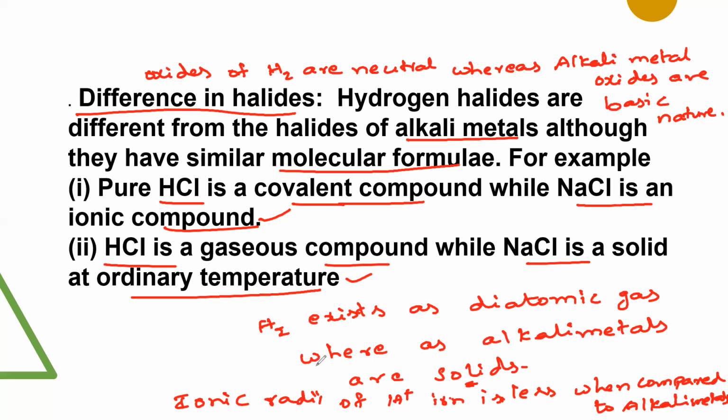How many dissimilarities do we have? Nature of halides, nature of oxides, ionic radii, difference in the physical state, ionization enthalpy. Total 5 differences. I hope all these 5 differences are important because they can ask statement-based questions from these 5 differences. Next, continuation.